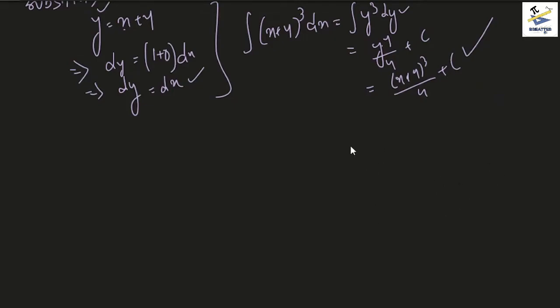So this makes (x plus 4) whole cube by 4 plus c, and these are the two ways that we can evaluate this integral. Okay, so let us move on to another example which is a bit trickier, or a tad harder than this one. Let us evaluate the integral of sine of (ax plus b) for real numbers a and b.